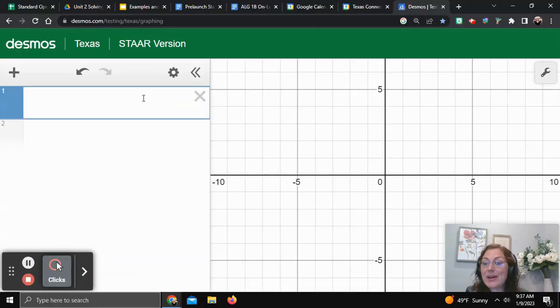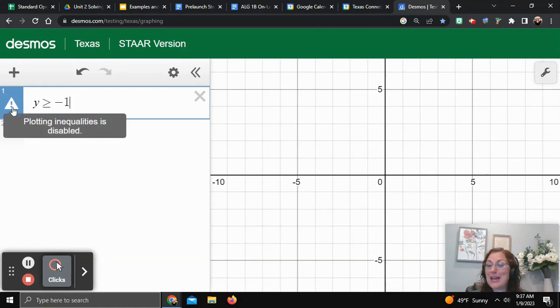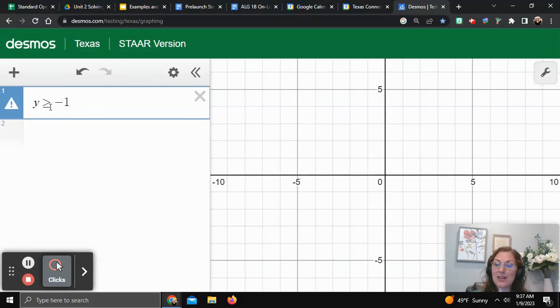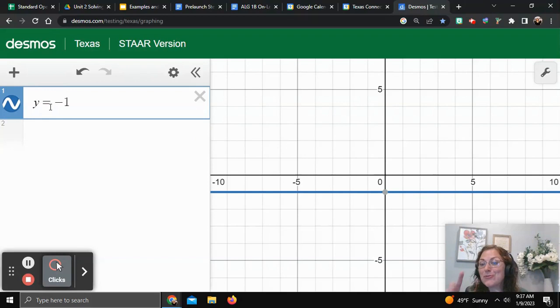All right, so I'm going to go ahead and type in my inequalities. y is greater than or equal to -1. And you can already tell that Desmos is going to give me an error, because this version of Desmos does not graph inequalities. So what I have my students do is change that from a greater than or equal to, to an equal to. That will force Desmos to graph the line for you.